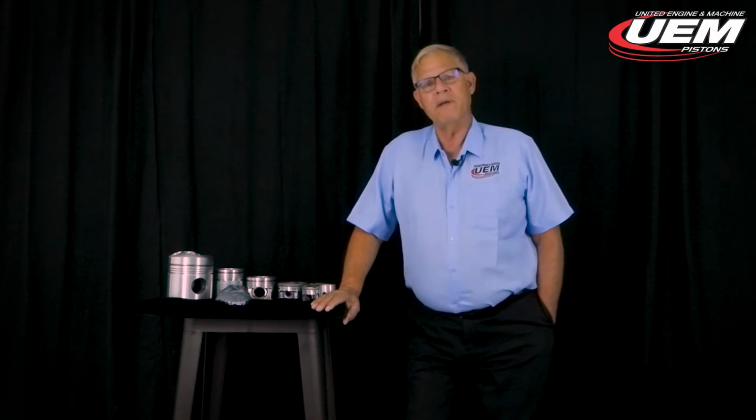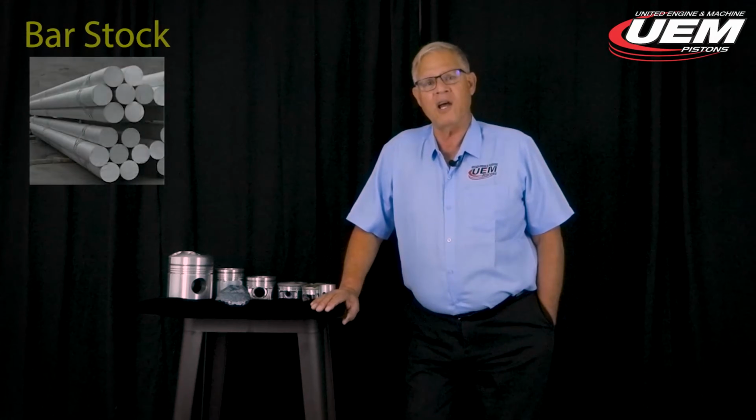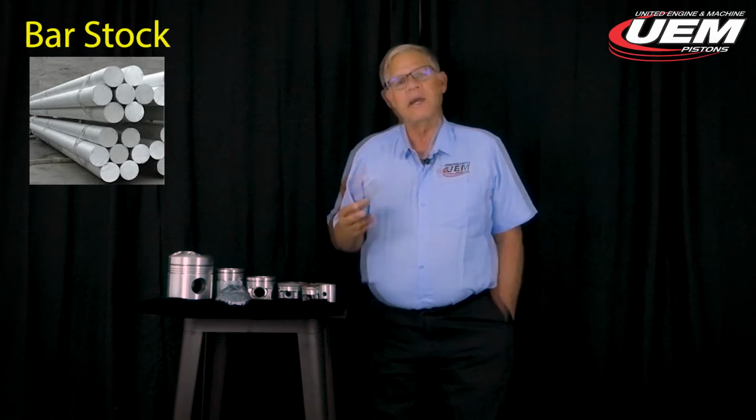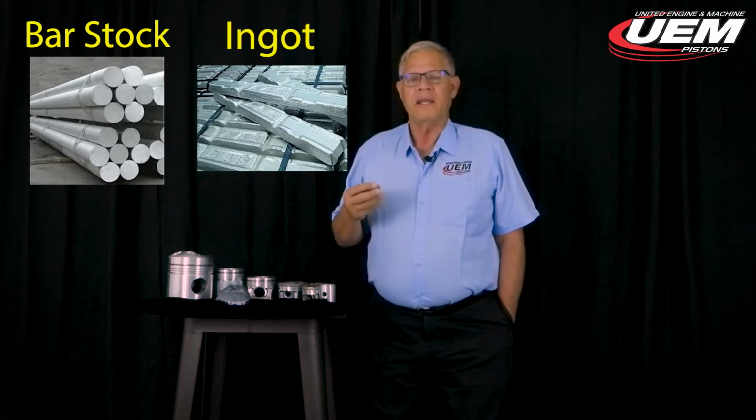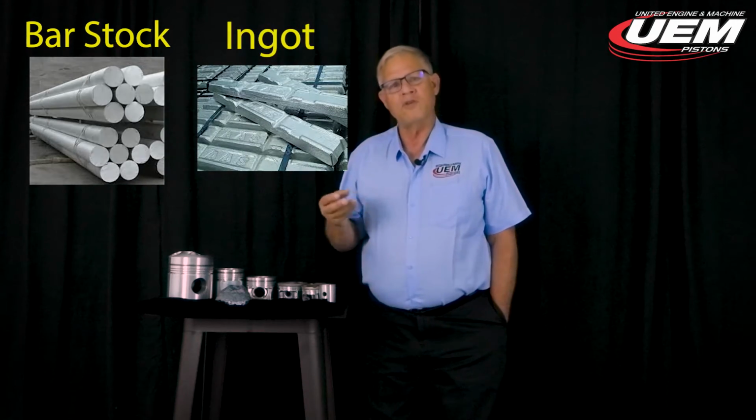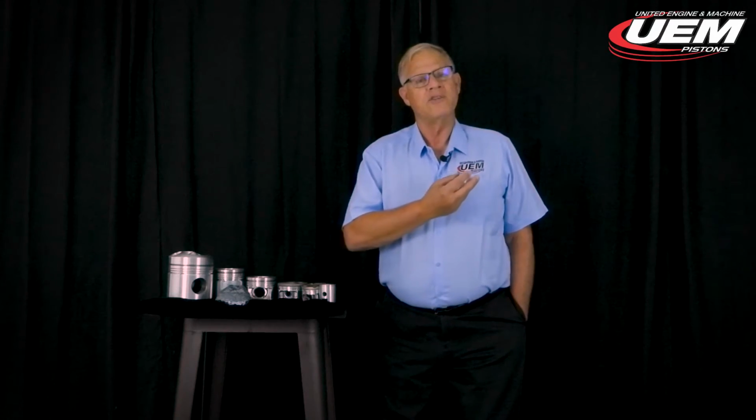So when we buy these alloys, we buy them in two types. We buy a bar stock and we buy an ingot. And in the case of the ingots, that is almost used solely for casting. And in the case of the bar stock, it's used pretty much solely for forgings. But in both cases, they're eutectic alloys and they have eutectic characteristics.